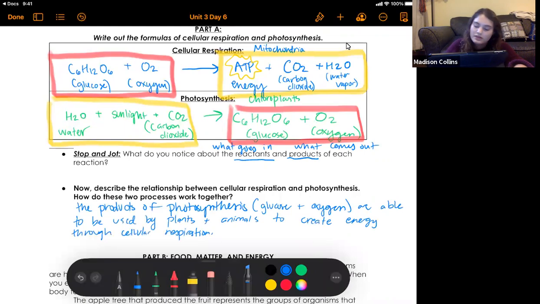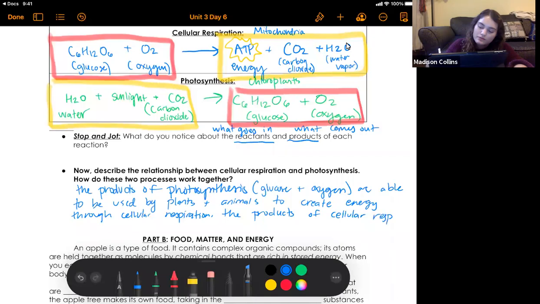Okay, but that also means that the products of cellular respiration, namely carbon dioxide and water, are able to be used by plants to undergo photosynthesis.